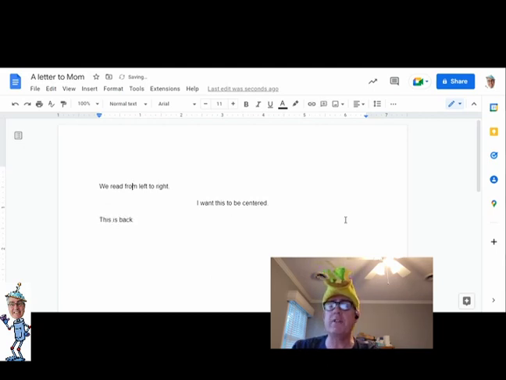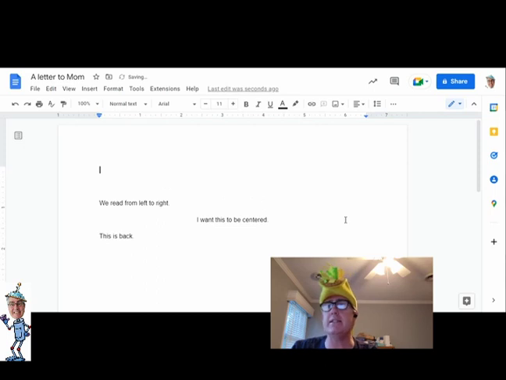And right justification happens with things like dates. So let's go up here and do this. And I will say August 31st. So now you can see that that is right justified because it's on the right side of the page.